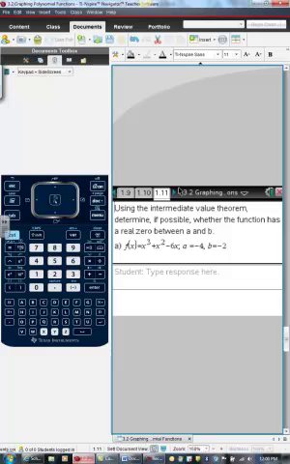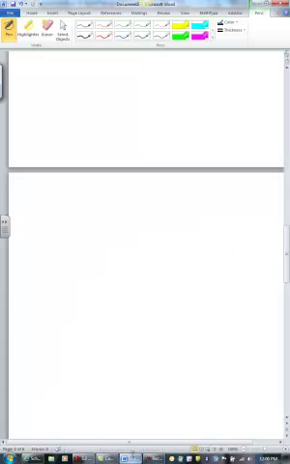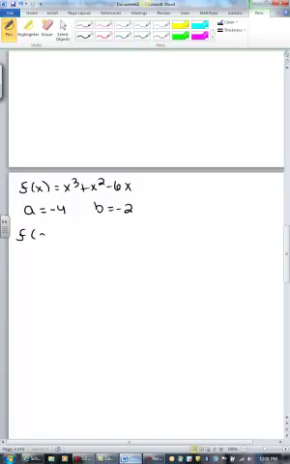So using the intermediate value theorem, determine if possible whether the function has a real zero between a and b. Here's what we do. I'm going to go back here. We have my original function f of x equals x cubed plus x squared minus 6x. In order to tell if there's the possibility of a real zero between them, we're going to find f of A and f of B.